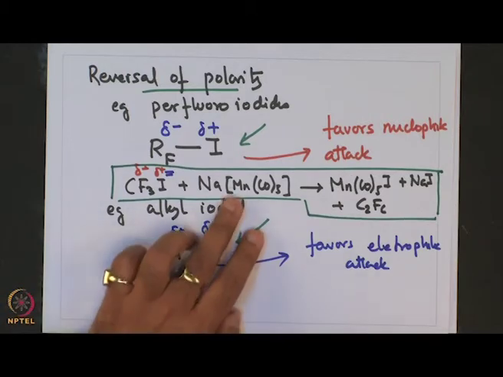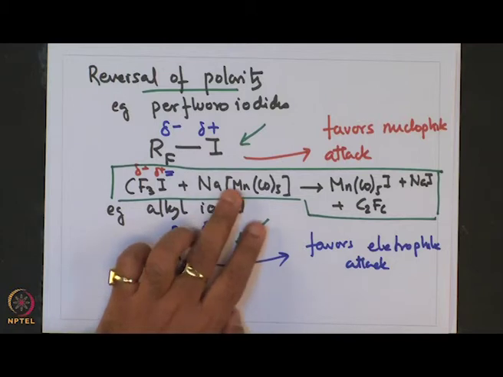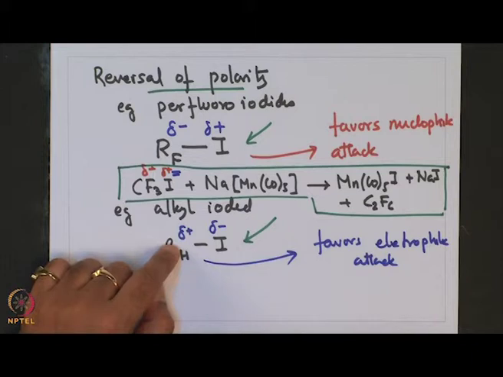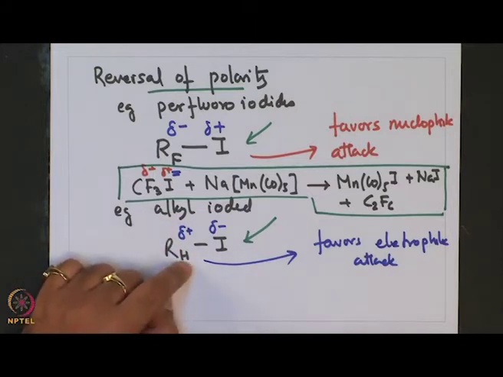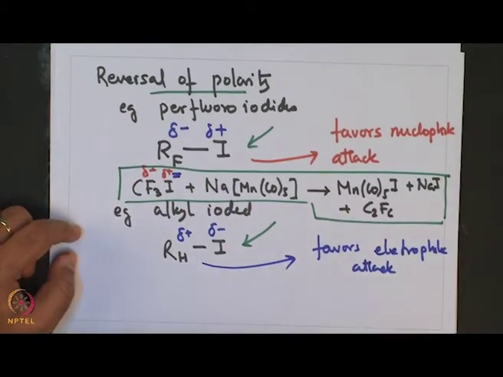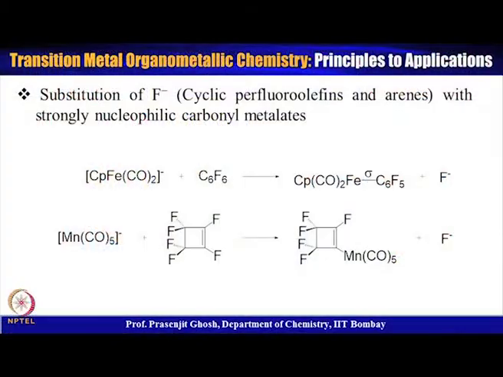In that case, the methylated Mn(CO)5 minus would go and attack the methyl cationic fragment of CH3 and not end up on iodine as shown over here. Another interesting example of reactivity of these perfluoroalkyl complexes is that the perfluoroalkyl complexes can undergo fluoride substitution with strong nucleophilic methylates.